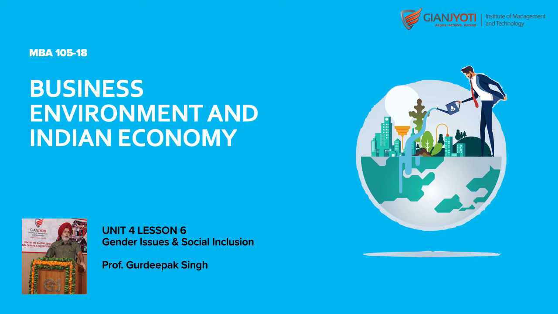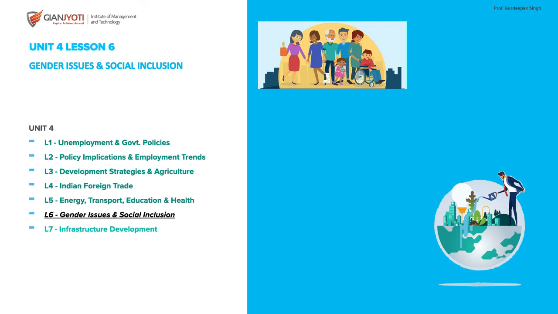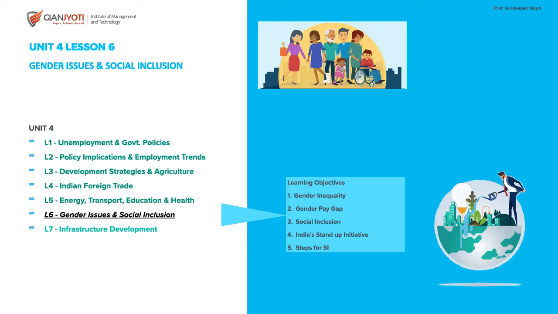And we are towards the end of the course now, and this is the second last lesson, on gender issues and social inclusion. So, in this lesson, we are going to talk about five things.